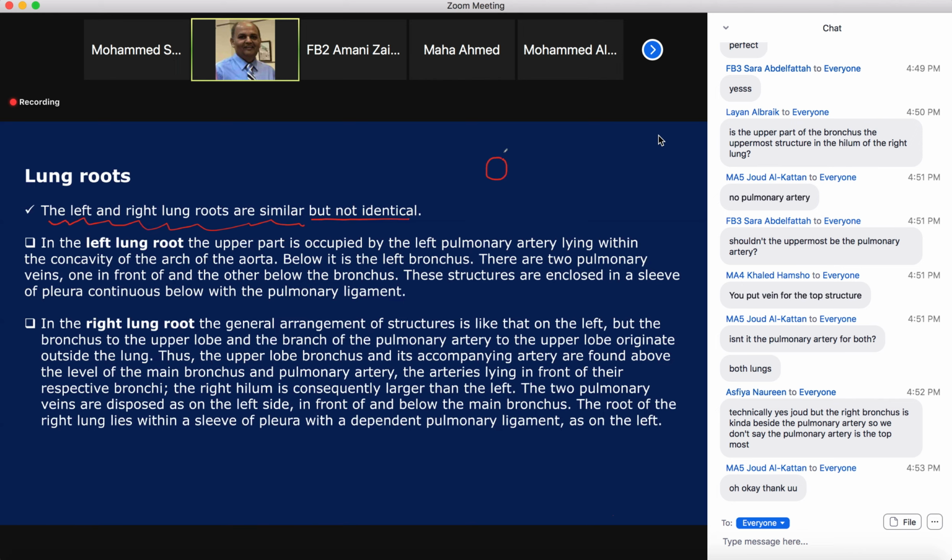So guys, only focus on this top line. You are done. Don't waste your time. Be smart.